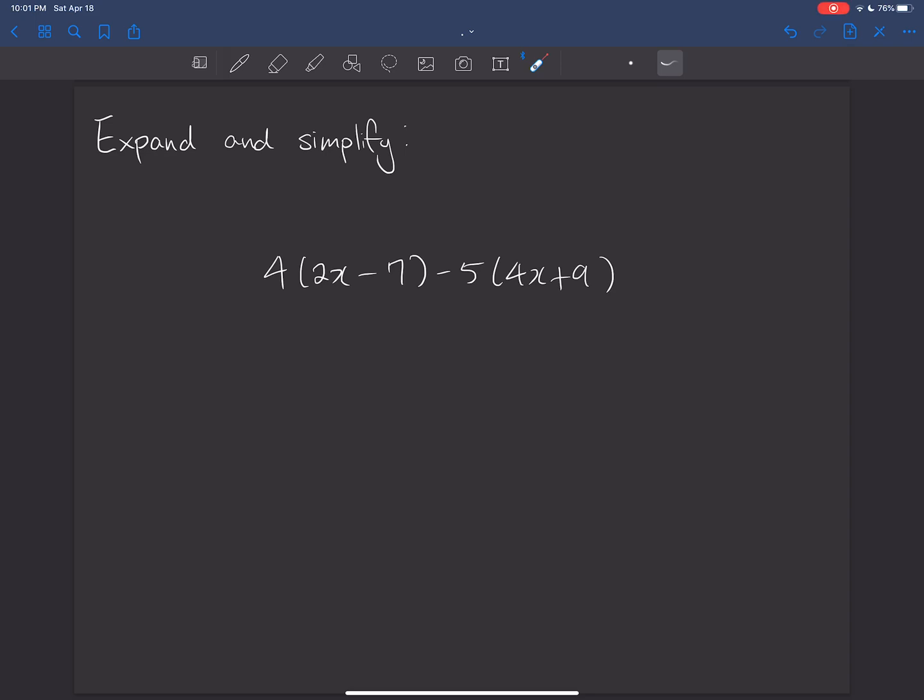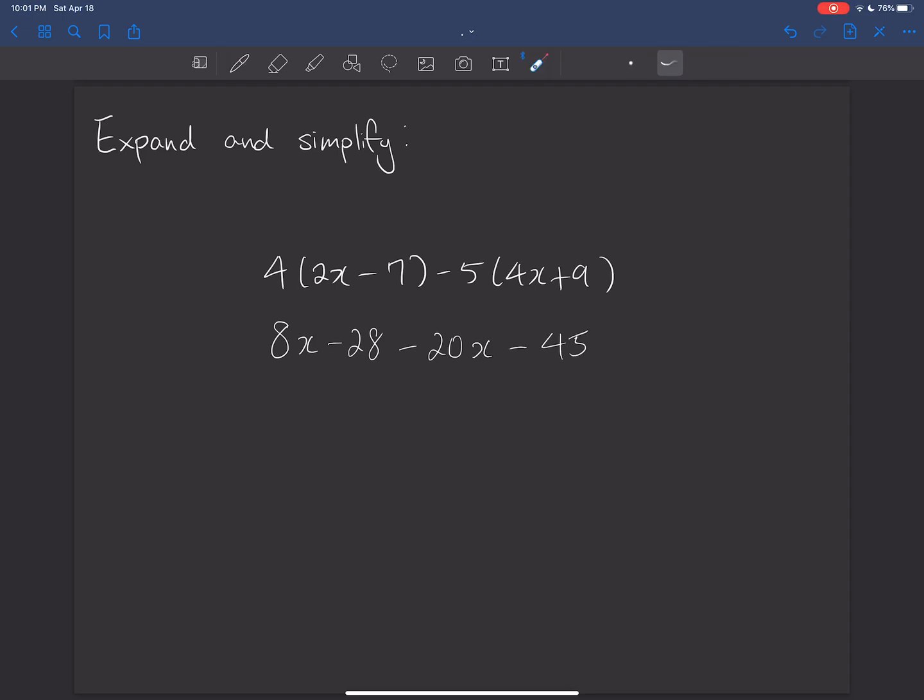So I want to expand and simplify this expression we have here. And I start off by multiplying the coefficient in front of the set of brackets to all of the terms inside the brackets, like so. So I first have 4 times 2x, which is 8x, and 4 times negative 7, so minus 28, and then negative 5 times 4x, so minus 20x, and negative 5 times positive 9, so minus 45.